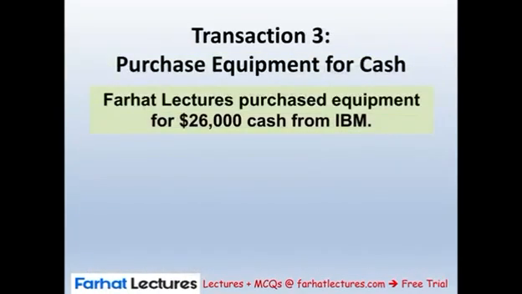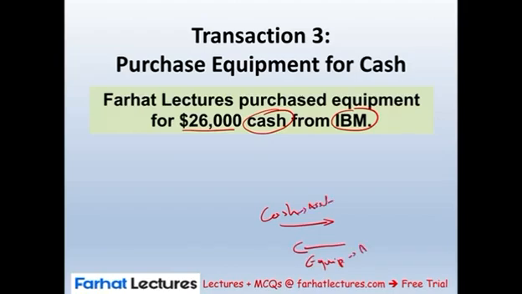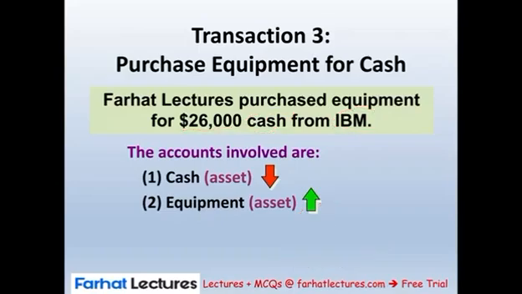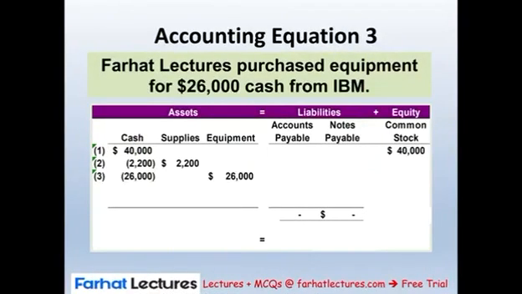Transaction 3. Farhat Lectures purchased equipment for $26,000 cash from IBM. Let's start with the easy part. We paid cash, so the company gave up cash. They received in return equipment, maybe computer equipment, supercomputers. Cash is an asset. Equipment is an asset. We have less cash, more equipment. So the two accounts involved are cash going down and equipment going up, both assets. Let's look at this transaction from the accounting equation perspective.